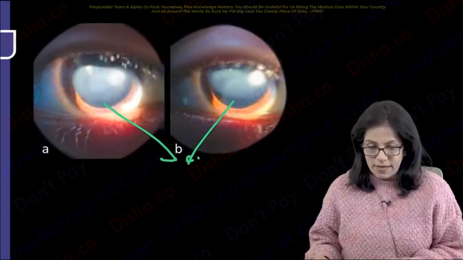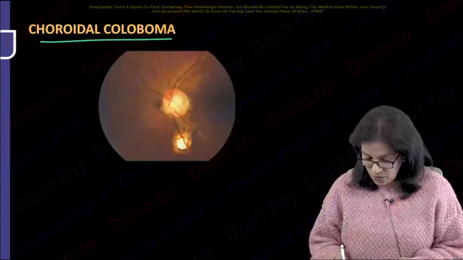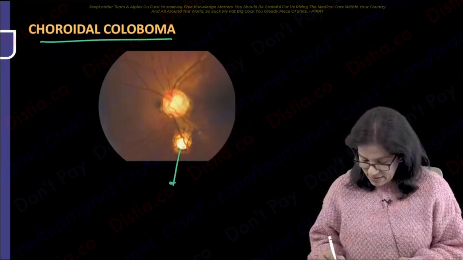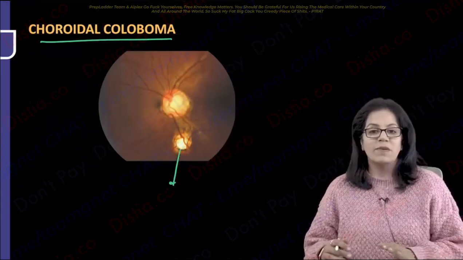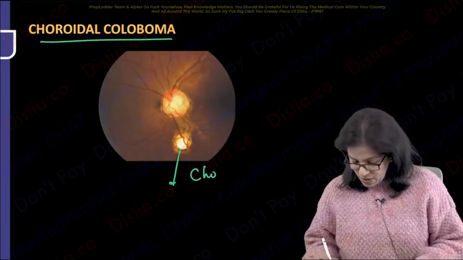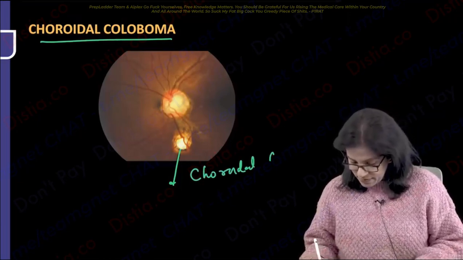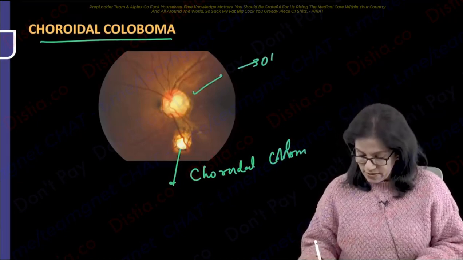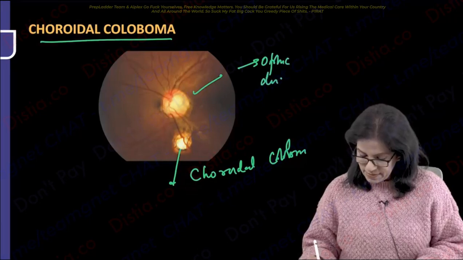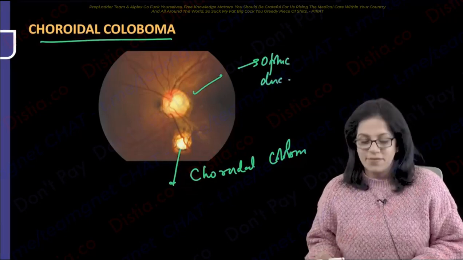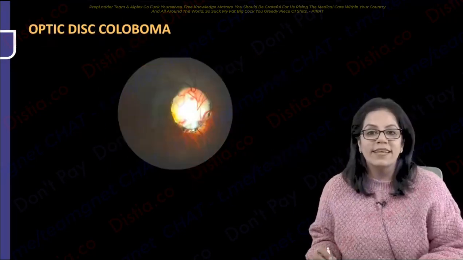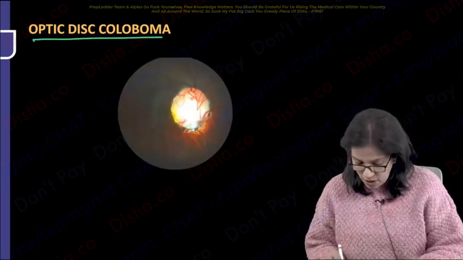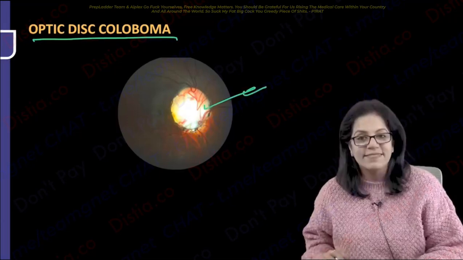Same, lens. Right? Lens coloboma. This is your choroidal coloboma, this one. See? Here the choroid is not formed and the sclera is shining. This is your choroidal coloboma. This is a normal optic disc that you are seeing, right? Okay, what next? So here the optic disc is not formed. This is your optic disc coloboma.